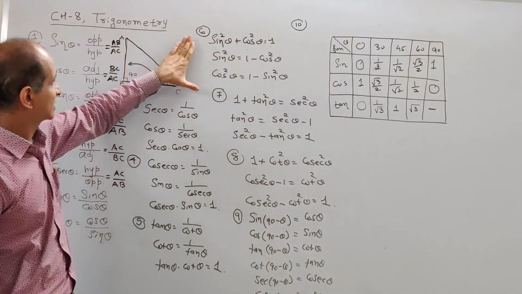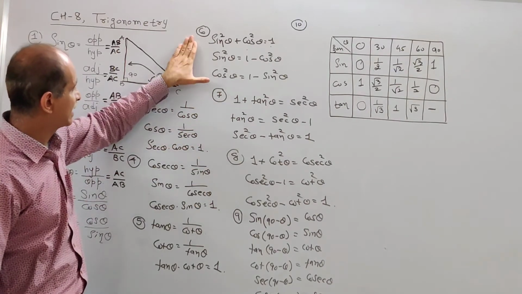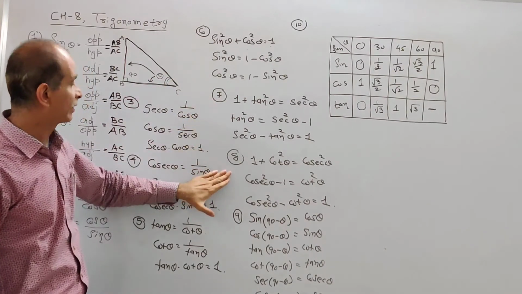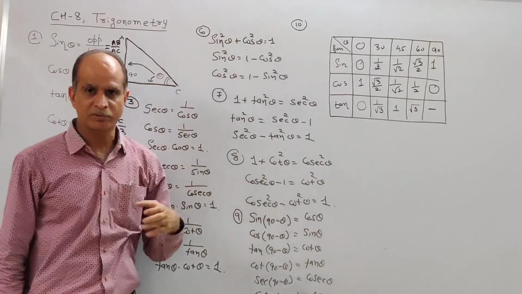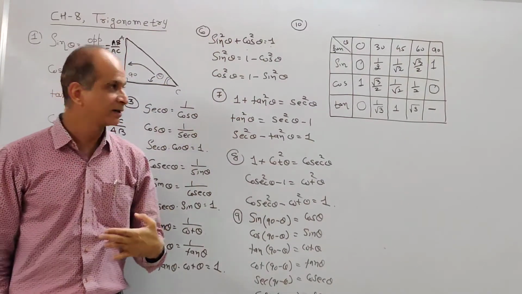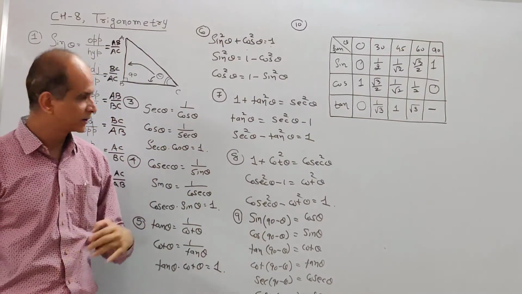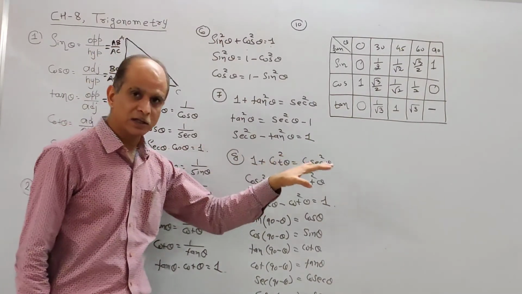So, we have discussed three important fundamental identities of trigonometry. One is a relation between sine and cos. Second one is relationship between tan and sec. While the third one is between cot and cosec.